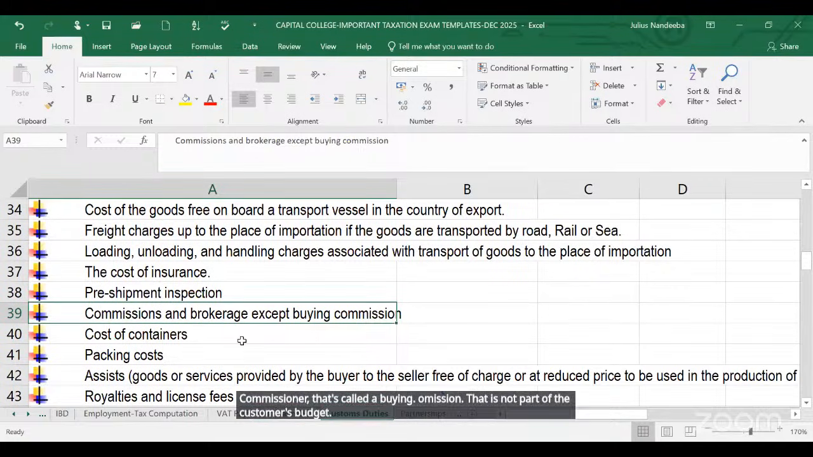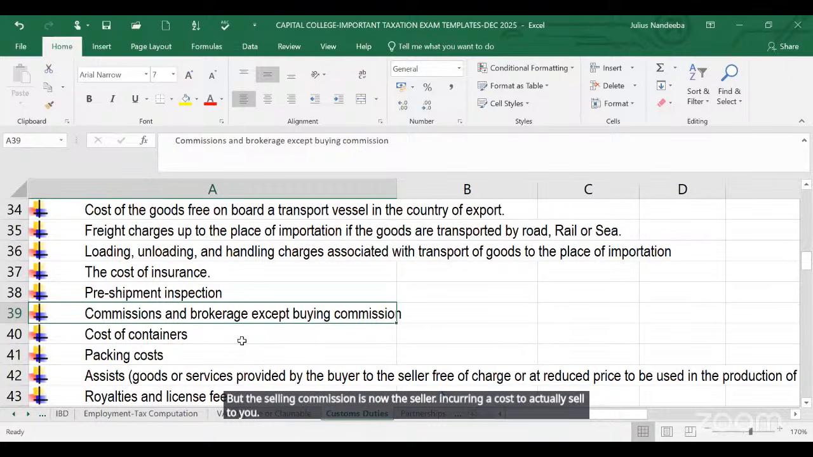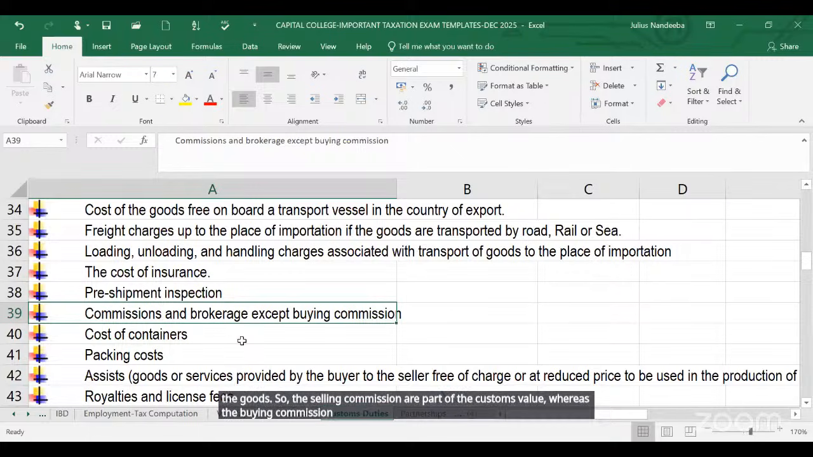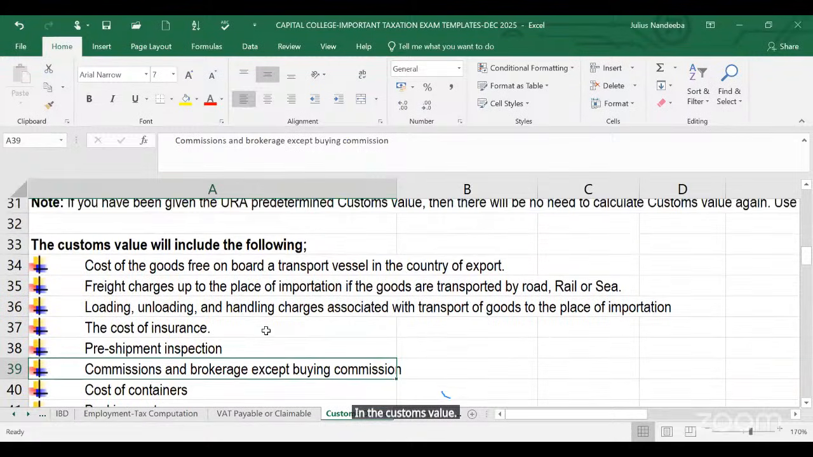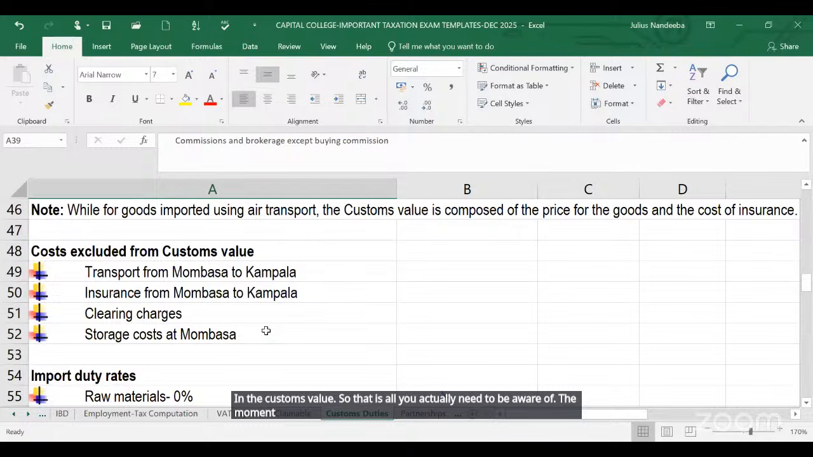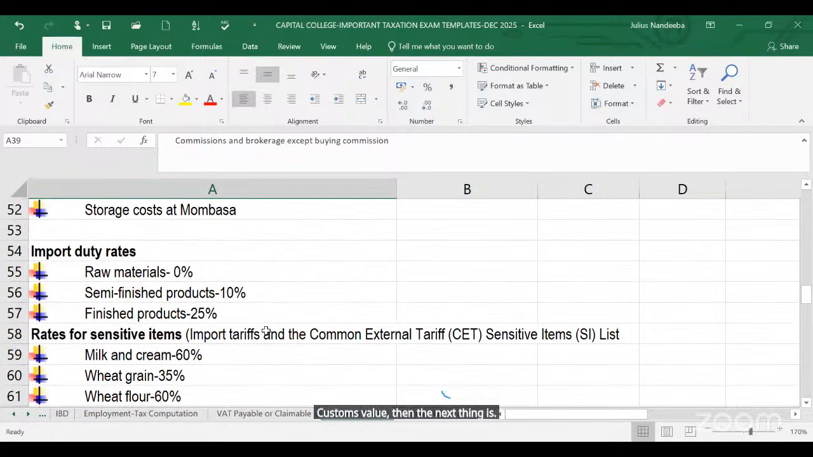But the selling commission is now the seller incurring a cost to actually sell to you the goods. So the selling commission are part of the customs value, whereas the buying commission are not part of the customs. I have seen one of the numbers where they were actually talking about buying commission. So wherever you see buying commission, please don't include it in the customs value. So that is all you actually need to be aware of. The moment you know how to compute customs value, then the next thing is how to apply the rates.